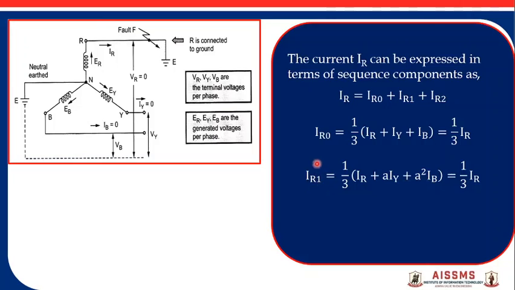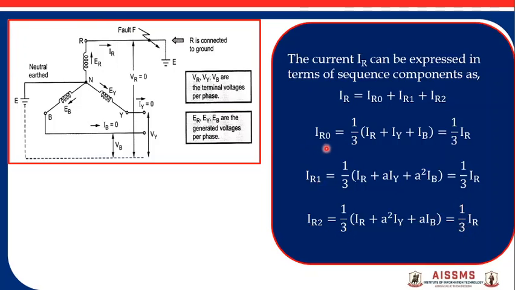The positive sequence component will be 1 by 3 (IR plus a times IY plus a squared times IB). Again IY and IB are 0, so we get IR1 is 1 by 3 into IR. Similarly, the negative sequence component IR2 will be 1 by 3 (IR plus a squared times IY plus a times IB). Again IY is 0 and IB is 0, so we get IR2 equal to 1 by 3 into IR.